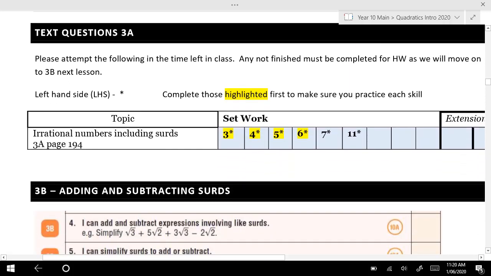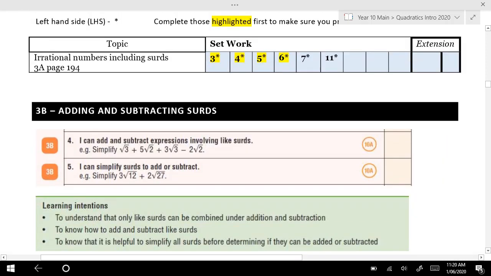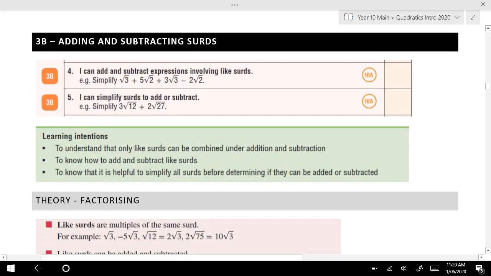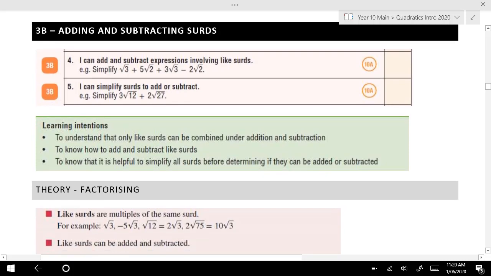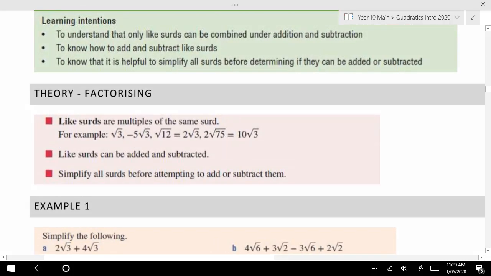Now, we'll get you to do some of those a little bit later, but because these shouldn't take too long, I'm going to go through adding and subtracting surds. So we're going to look at surds. First of all, if you can simplify surds, you can then add and subtract them, so we're going to simplify them and add and subtract surds. Like surds are the ones which have the same surd. So for example, root 3, you can see there that those are like terms.